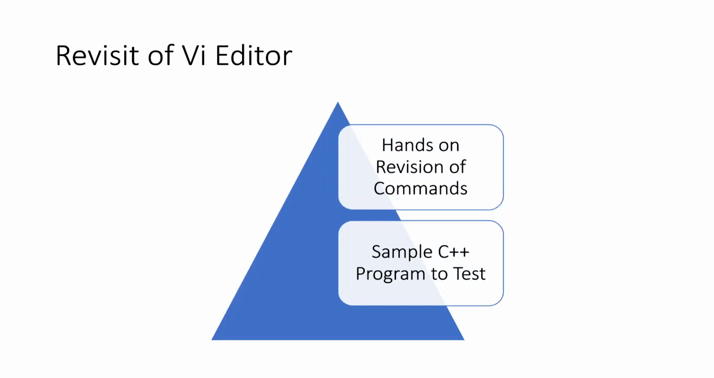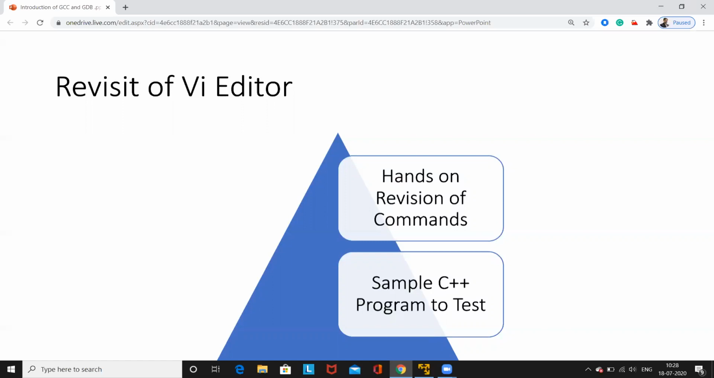So here you can see in the second one, sample C++ program to test. First I am moving to my vi editor. In that vi editor I will write a 4-5 line C++ code. Then I have to return back to the terminal again. Then I will compile it with the help of the gcc compiler, and then I have to execute it. So this is the task I am going to show you.